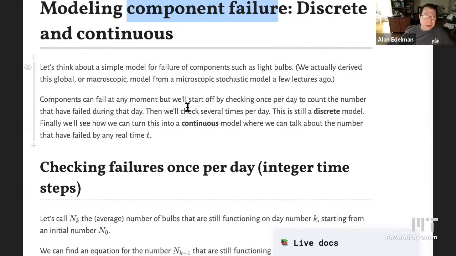Isn't it true that light bulbs fail and other bad things happen when you most need them to not happen, right? Isn't that also true? That's somebody's law, yes.